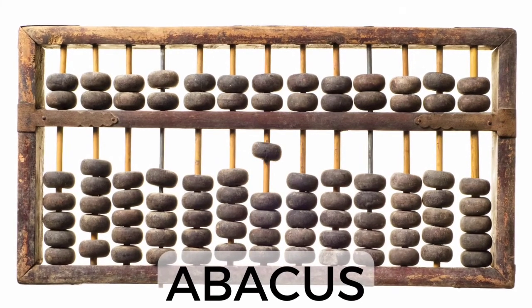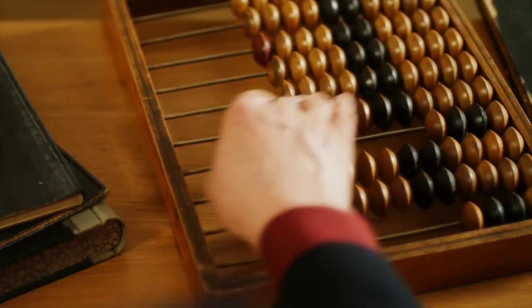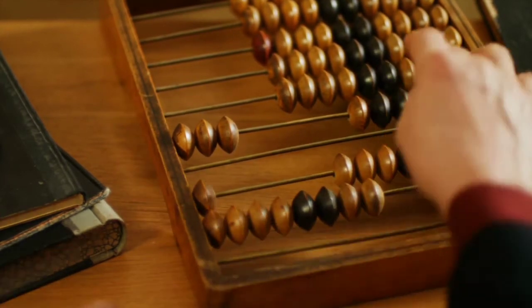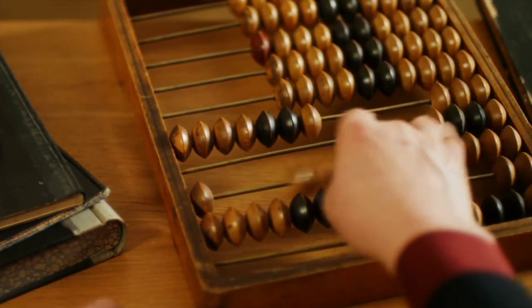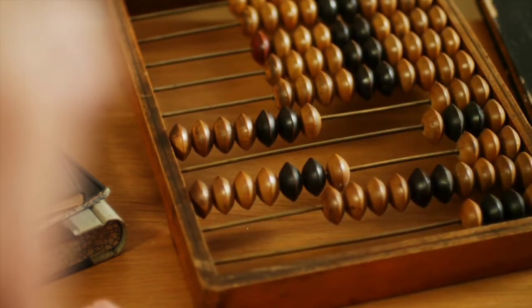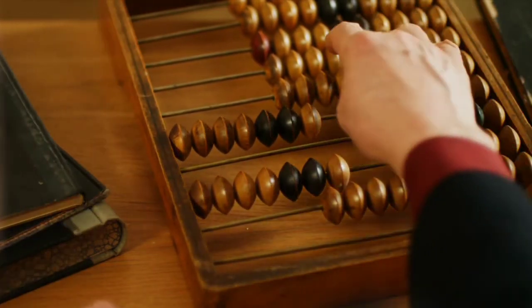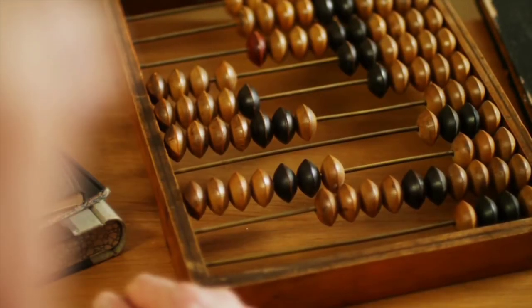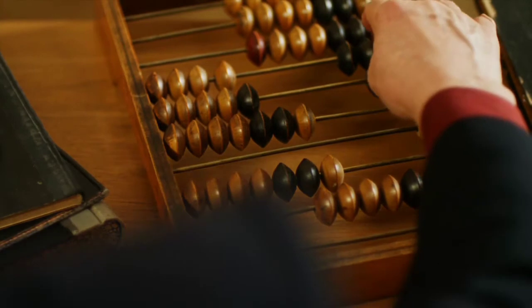Now this is an instrument that is used for arithmetic calculations. It is well known and widely used for more than 2,000 years. It is composed of beads strung on parallel wires in a rectangular frame. The Chinese were the first to use the abacus.